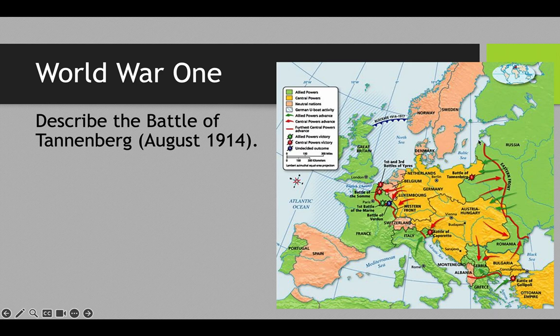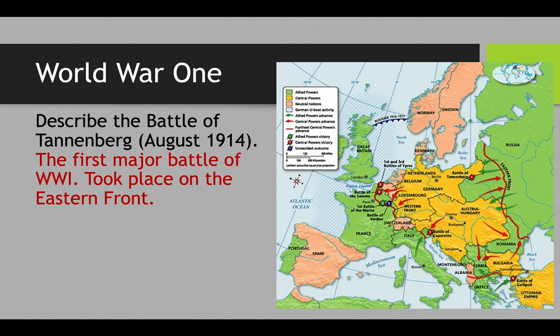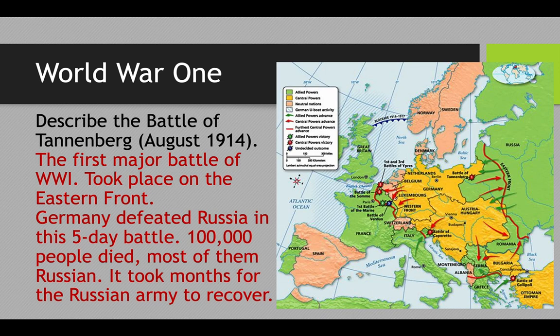The Battle of Tannenberg was the first major battle of the war. This was in August of 1914. So remember, the assassination of Archduke Franz Ferdinand took place in June of that year, and then by the end of the summer, the fighting had commenced. This took place on the Eastern Front. Germany defeated Russia in this 5-day battle, and 100,000 people died, most of them Russian.